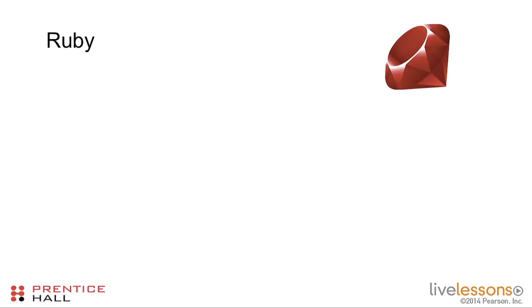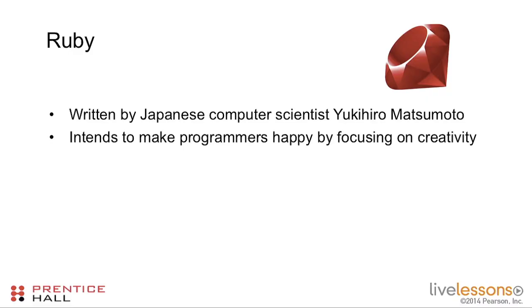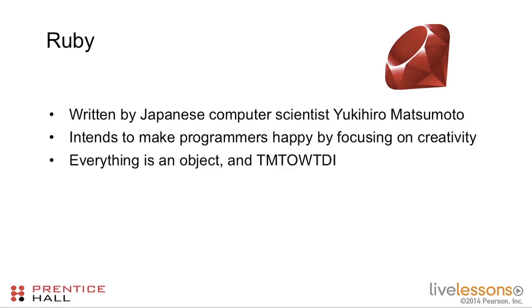The final language we'll mention here is Ruby. Ruby was written by Japanese computer scientist Yukihiro Matsumoto. His stated goal with Ruby is that it intends to make programmers happy by focusing on creativity. In Ruby, everything is an object, just like as in Python, and there's more than one way to do it, just like as in Perl.